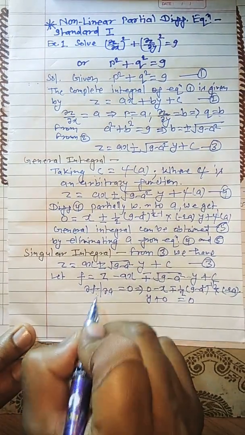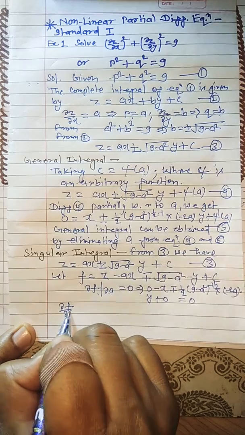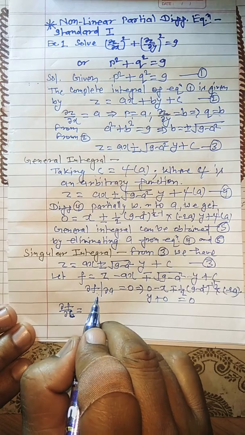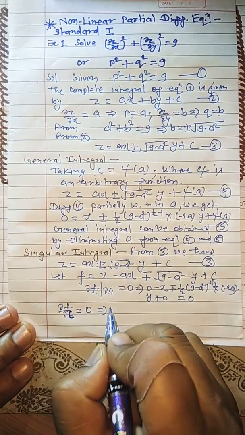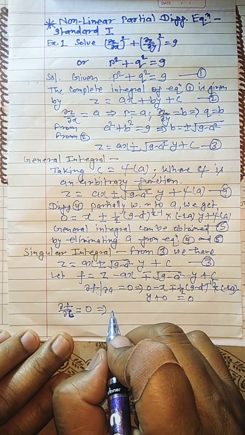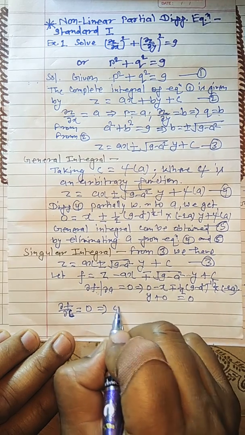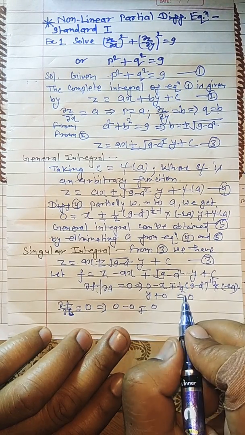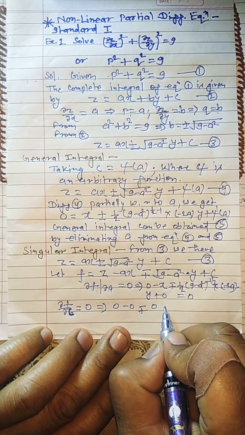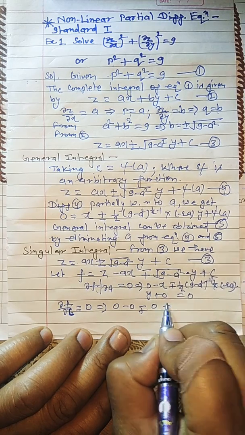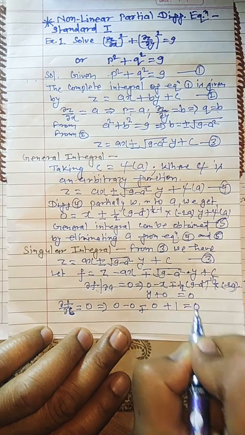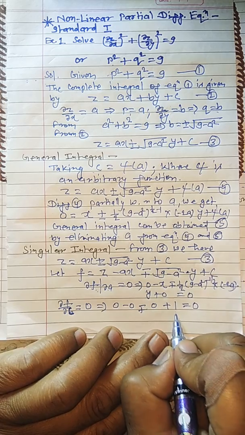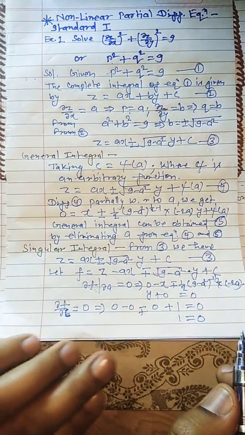And when we differentiate this partially with respect to c, we get derivative of f with respect to c. Here the second constant is c. That is, we get 0 minus plus 0 plus 1 is equal to 0. Here 1 equal to 0. From this relation we have 1 equal to 0.